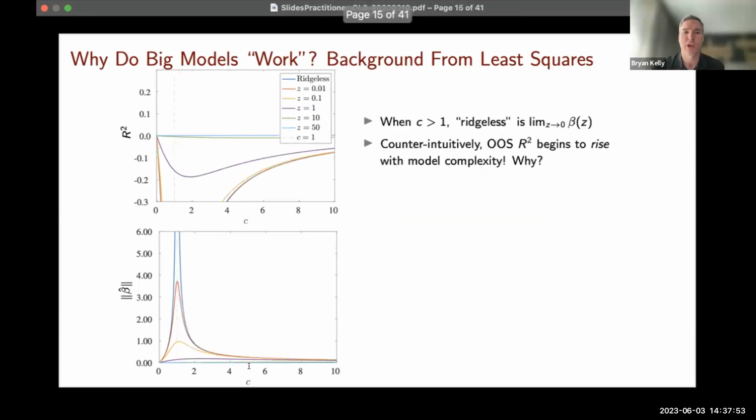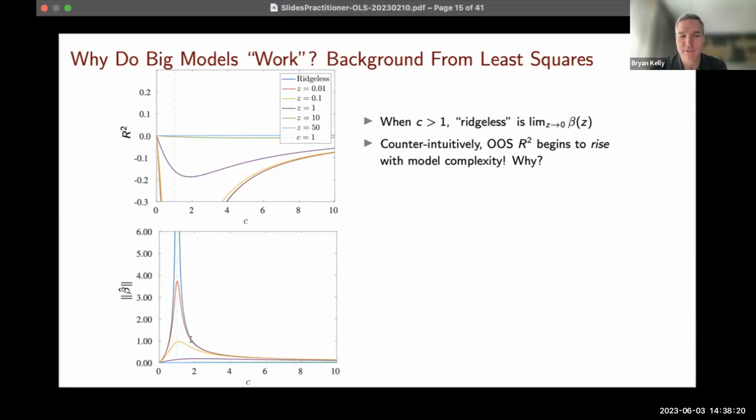Now, here's the surprising part about complexity, is that when I start to push the parameters even larger, so that I have C greater than 1, something counterintuitive happens. The L2 norm starts to shrink, right? The variance of the betas, the magnitude of the betas starts to come down. Even though I'm adding more and more terms, the L2 norm is shrinking. Why is this happening? Well, it comes back to this logic of systems of equations and how we solve those systems of equations when we do least squares.